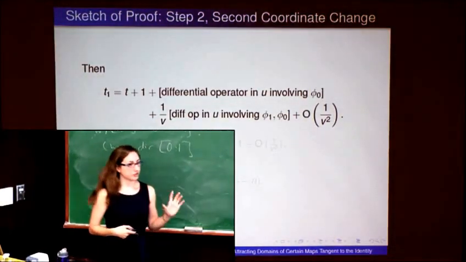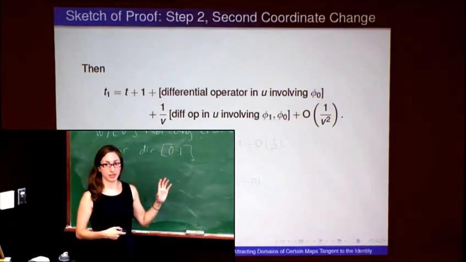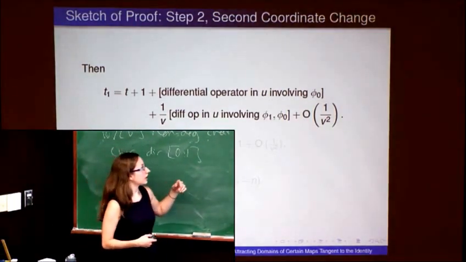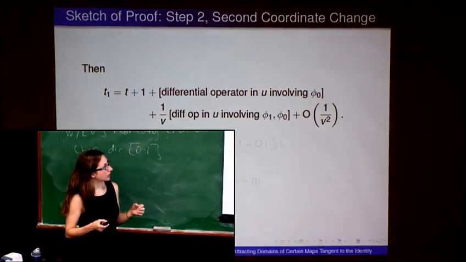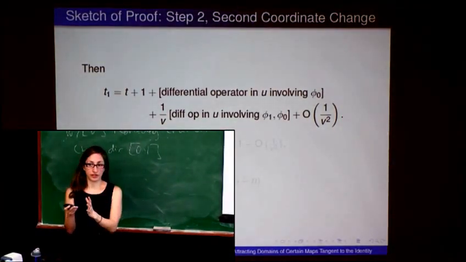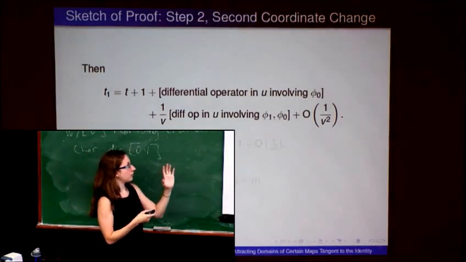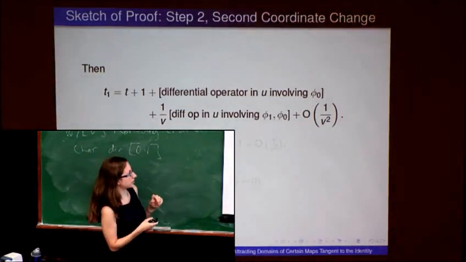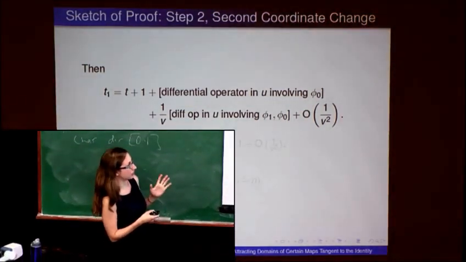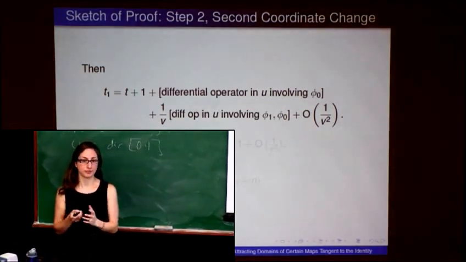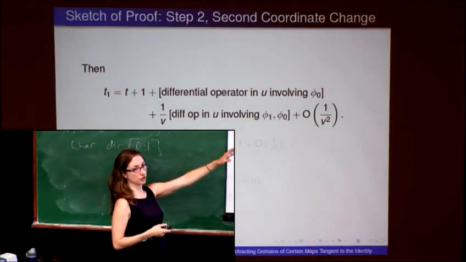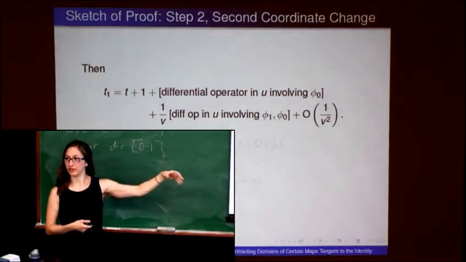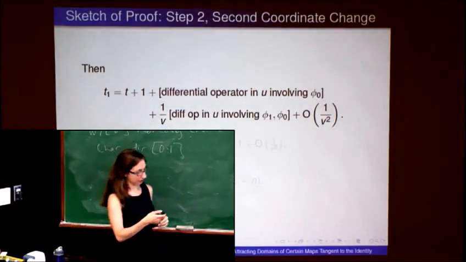Okay, so after we do a computation, we get the expression for t1 is going to be t plus 1 plus some differential operator in u involving just the phi naught term, and then plus 1 over v times a differential operator in u involving both phi 1 and phi naught, and then terms of O(1 over v squared). So those O terms are small enough that we can now ignore them.